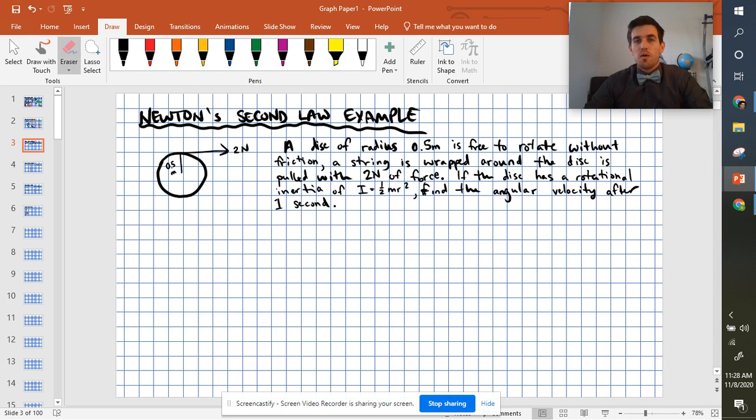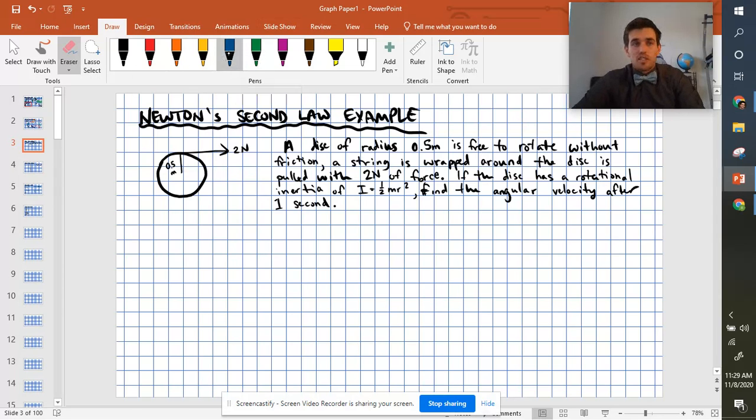All right, so let's try one example problem that involves torque and rotation. We have a disk of radius 0.5 meters, it's drawn on the side, that's free to rotate without friction. String is wrapped around the disk, it's pulled with 2 newtons of force. If the disk has a rotational inertia of I equals 1/2 mr squared, we're going to find the angular velocity after 1 second.